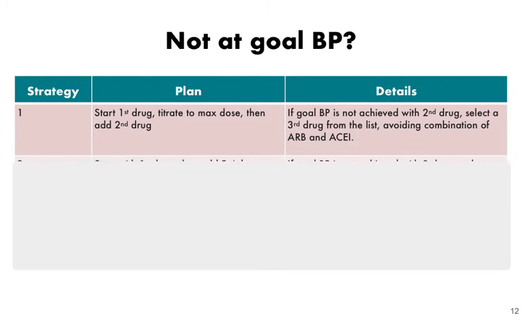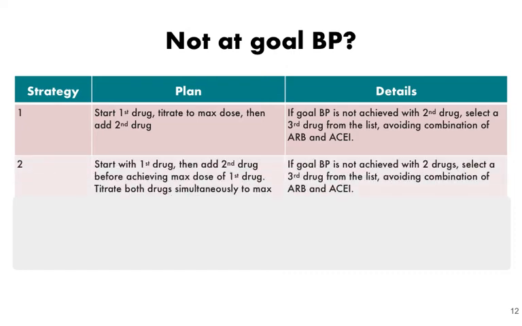The first strategy I would recommend is after starting the first dose, you want to titrate to the maximum dose for that first drug before starting a second drug. This could be considered your first plan. You start on, for instance, a thiazide diuretic. Before even considering a second drug, you want to make sure that you're really maxing out that first drug and getting the most potential out of it.